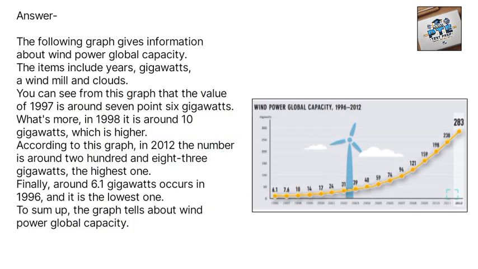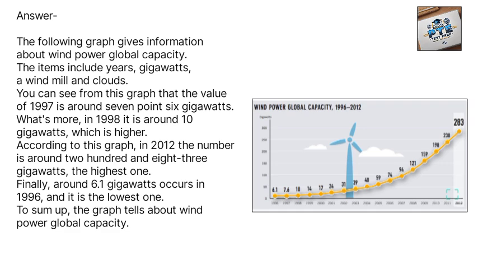The following graph gives information about wind power global capacity. The items include years, gigawatts, a windmill, and clouds. You can see from this graph that the value of 1997 is around 7.6 gigawatts. What's more, in 1998 it is around 10 gigawatts, which is higher.